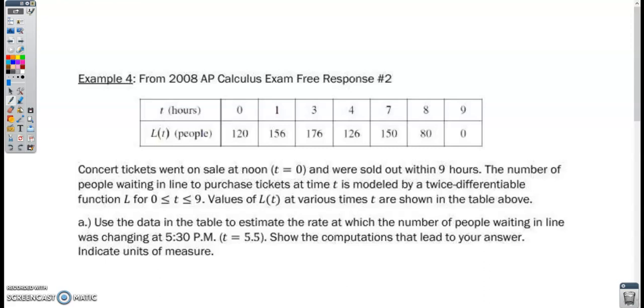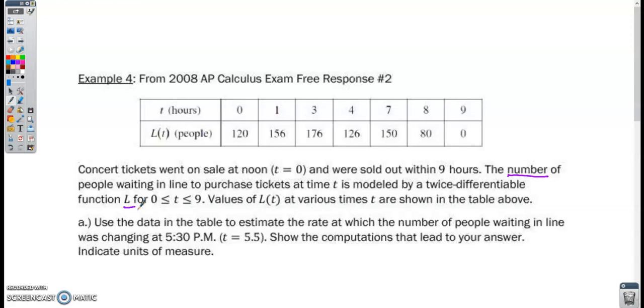So let's start here with example 4 from the 2008 AP Calculus exam, free response number 2. We've got a table, time in hours, L of t measured in people. Concert tickets went on sale at noon, which is time 0, and were sold out within 9 hours. The number of people waiting in line to purchase tickets at time t is modeled by a twice differentiable function L. So L is the number of people. That means that L prime is going to be the rate of change of the number of people. Values of L of t at various times t are shown in the table above.